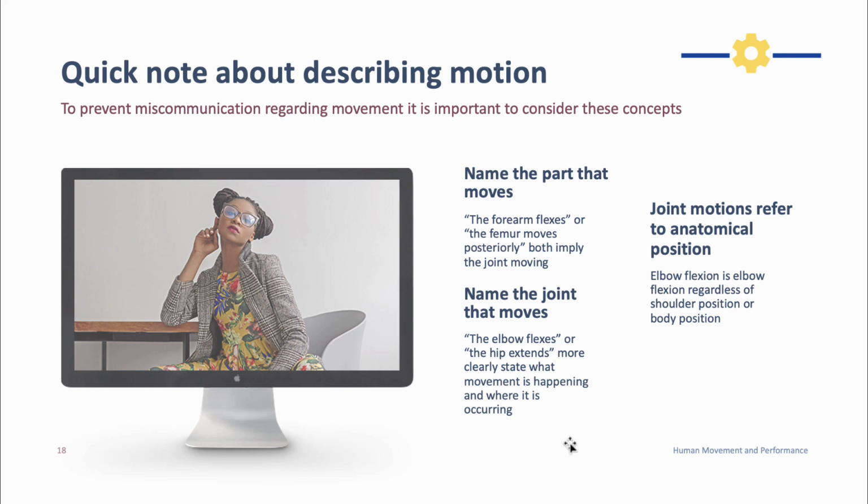So we always want to be very clear when we're describing motion and include the concept of what part of the body is moving and what joint is allowing that part of the body to move.